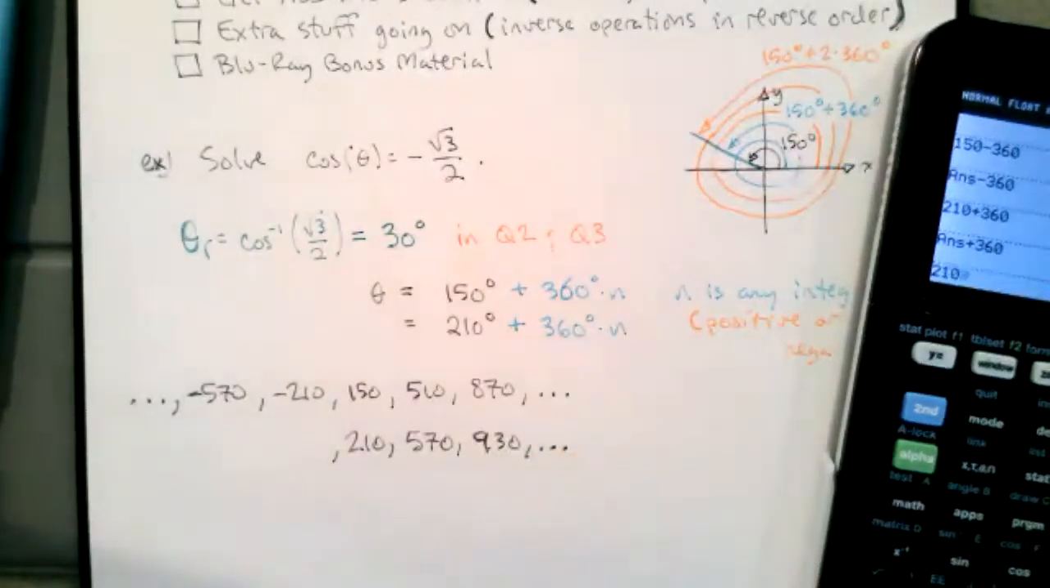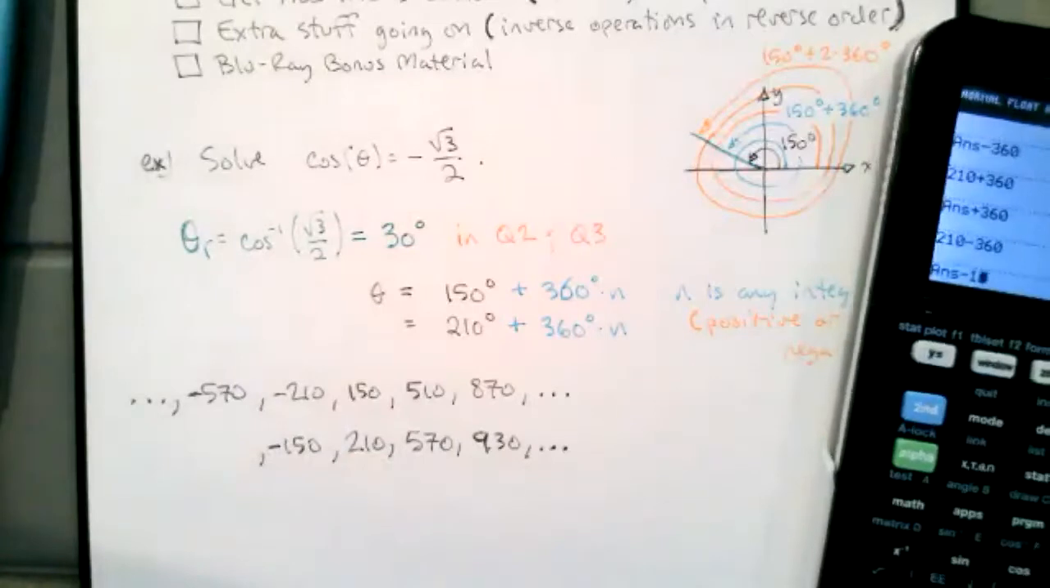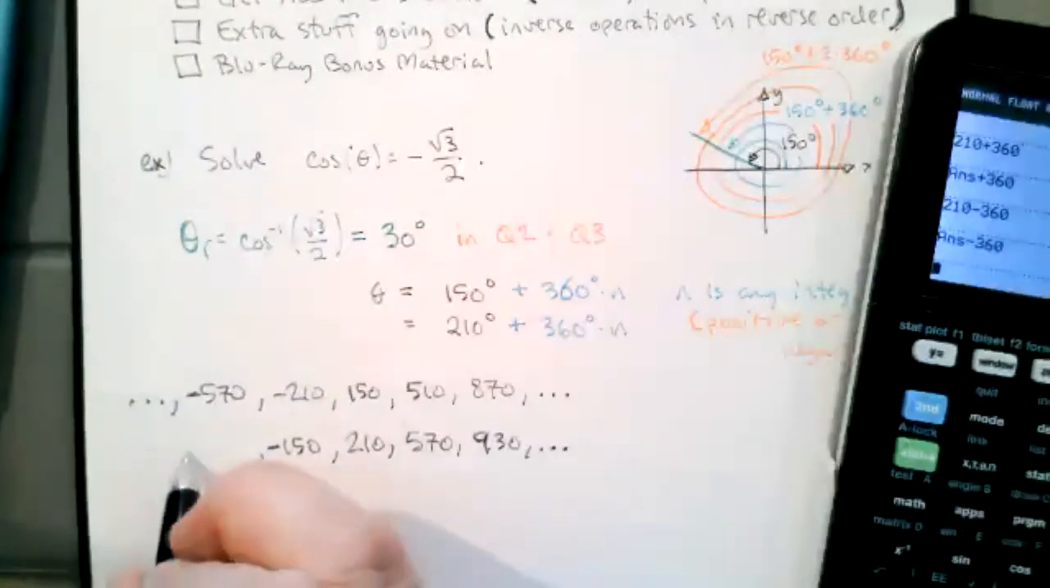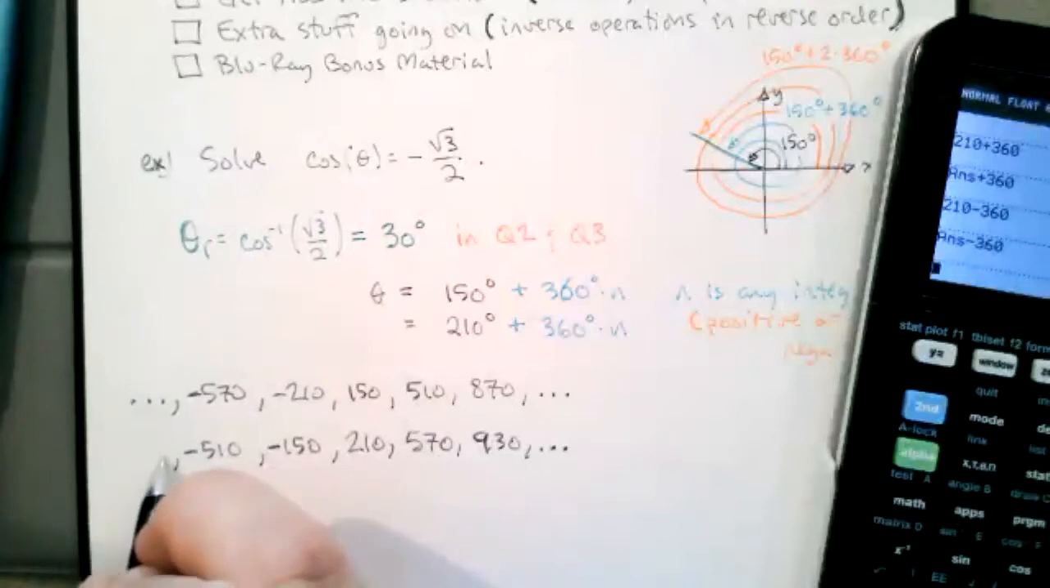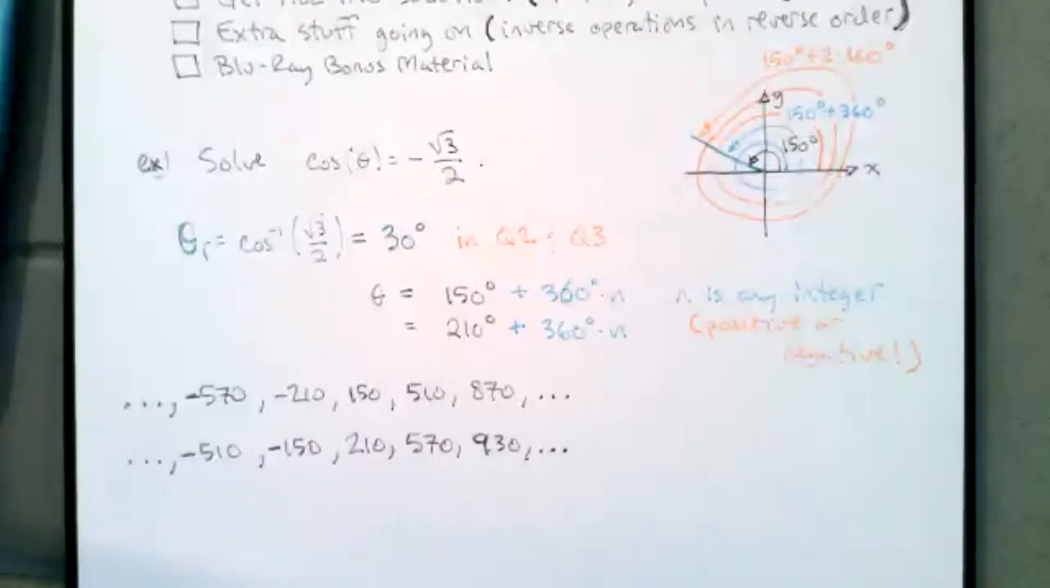But I can take 210 and subtract 360 a bunch of times. So negative 150, and subtract 360 again. And all we're doing is adding and subtracting the period. So negative 510. And then this will go on forever backwards as well. We knew there were an infinite number of solutions. We want to make sure that we list them all.